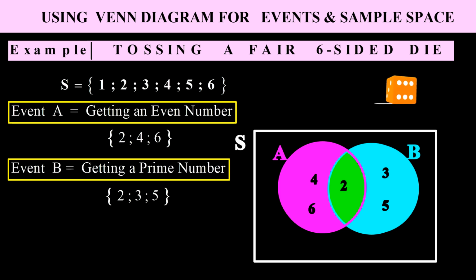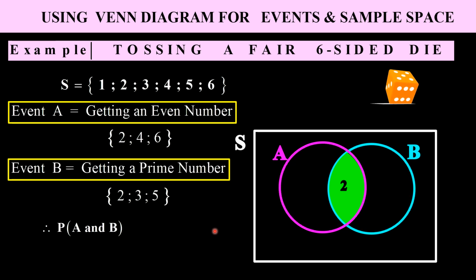But the sample space consisted of 6 there. So there's one more. That's correct. That's the one that needs to go there. Now let's consider the probability of getting A and B. What do we mean by A and B? That means the probability of getting an even number that's prime, right? So which of these even numbers are prime? That's correct. That's the common one.